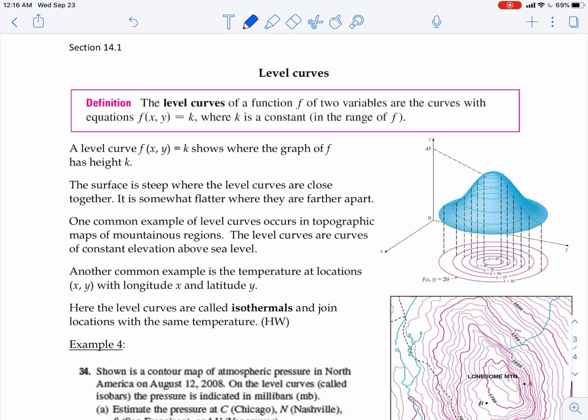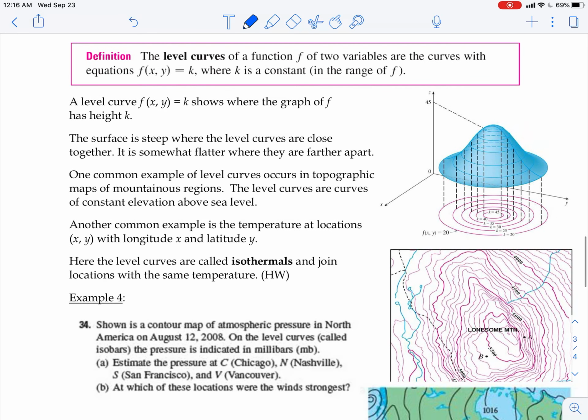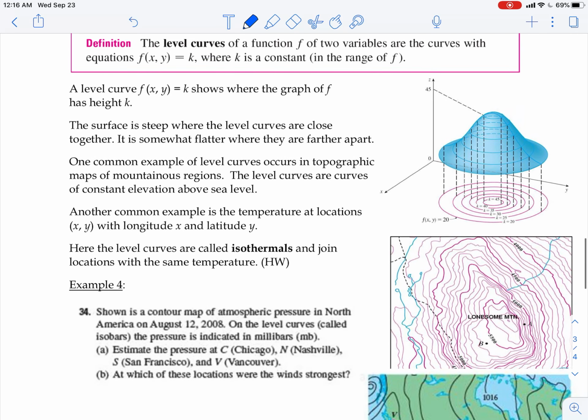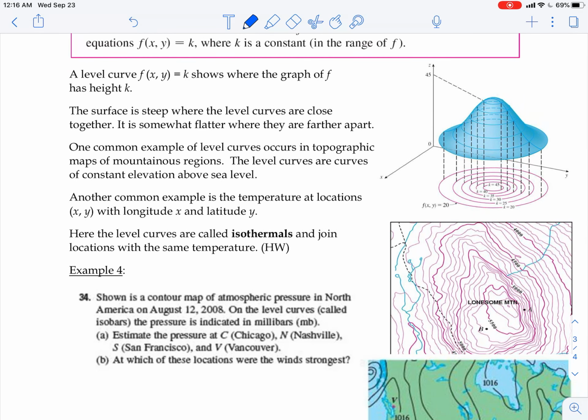The surface is steep where the level curves are close together, and it is somewhat flatter where they are farther apart. One common example of level curves occurs in topographic maps of mountainous regions. The level curves are curves of constant elevation above sea level. I'm sure quite a few of you have seen these types of maps and are able to read them. Again, the closer the lines are, the steeper the mountain would be. Another common example is the temperature at locations x, y with longitude and latitude.